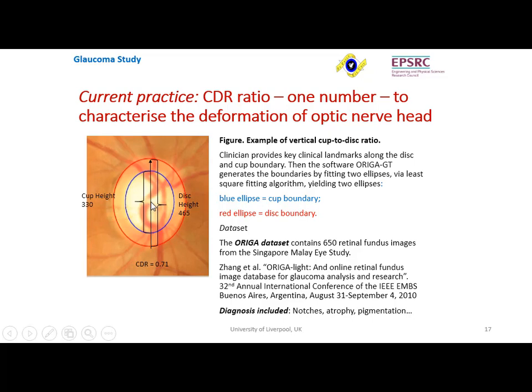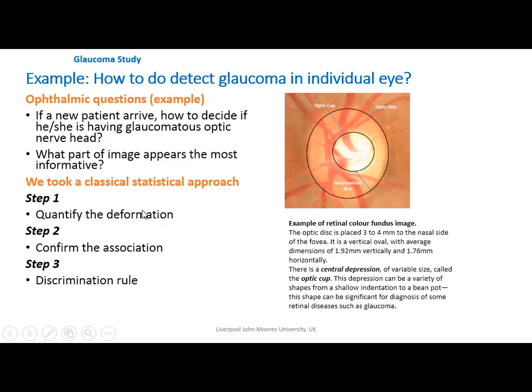So with computer scientists, we realized, okay, why would we just use this vertical? Well, clinicians said it's because if a deformation happens here, if this rim starts disappearing, it happens vertically. I mean, it starts vertically, so okay. But then we decided, why not we just calculate this ratio all the way around rather than just vertically, okay? So we had to find the center of the cup, and then we calculate the distance from the center to the edge of the cup, and also distance from the center to the edge of the disc, and calculate the ratio, and then go all the way around.